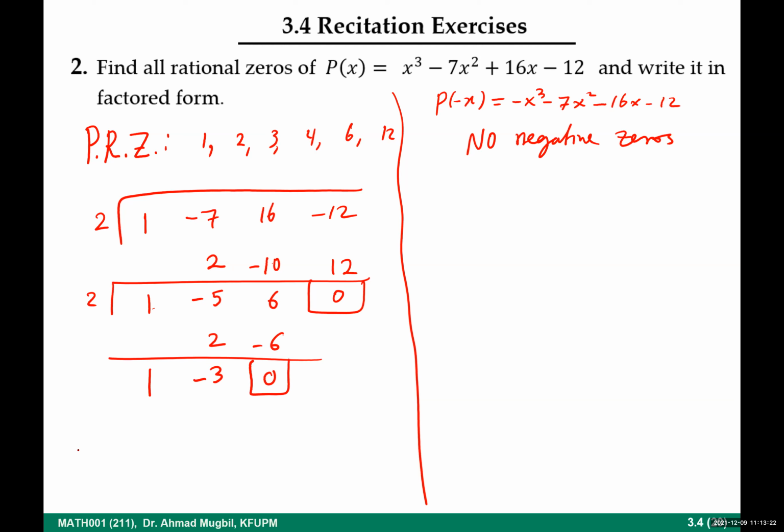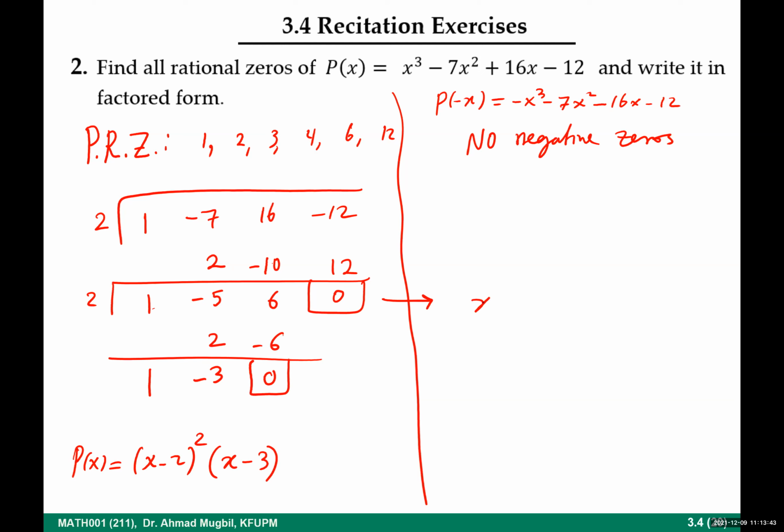Now, our polynomial will be (x minus 2) all to the power 2. It is of multiplicity 2. Multiplied by, what is this? It was of degree 3, then of degree 2, then of degree 1. This is x minus 3. And that's it. Of course, you have an option to stop here.